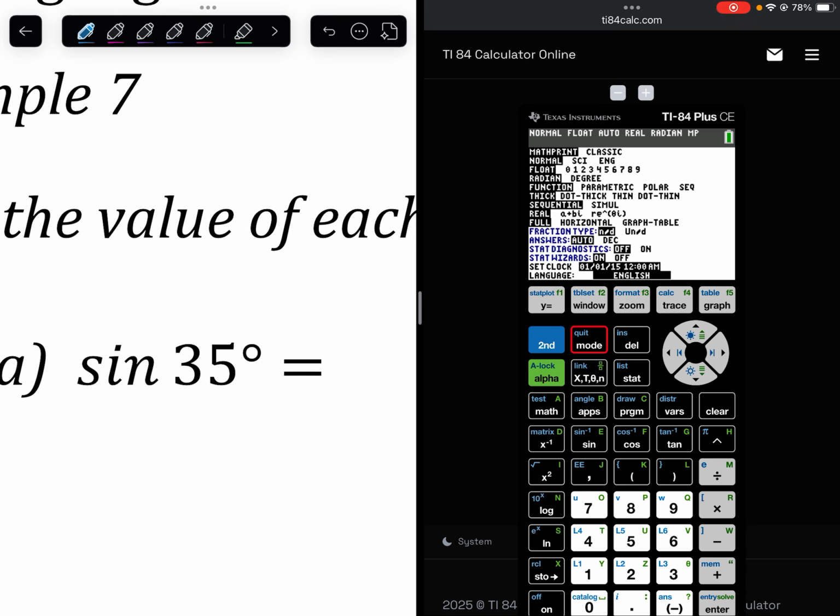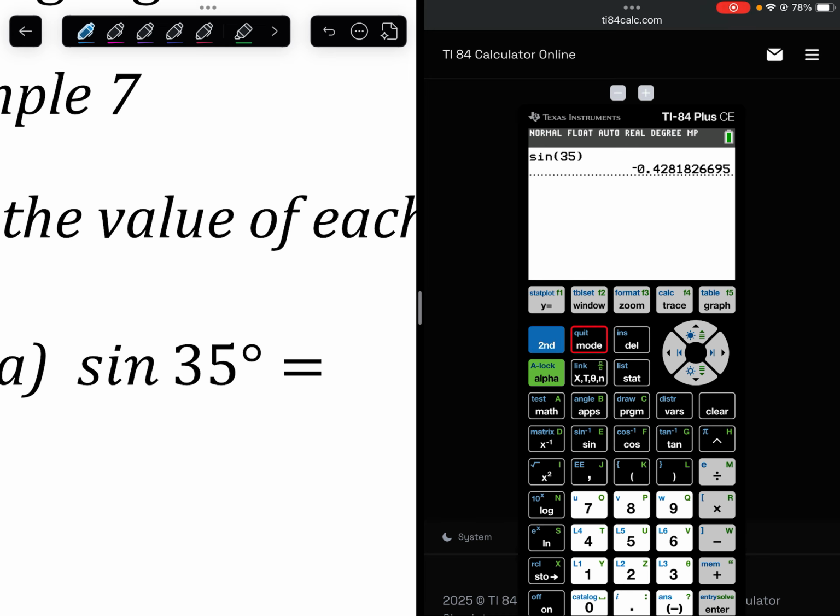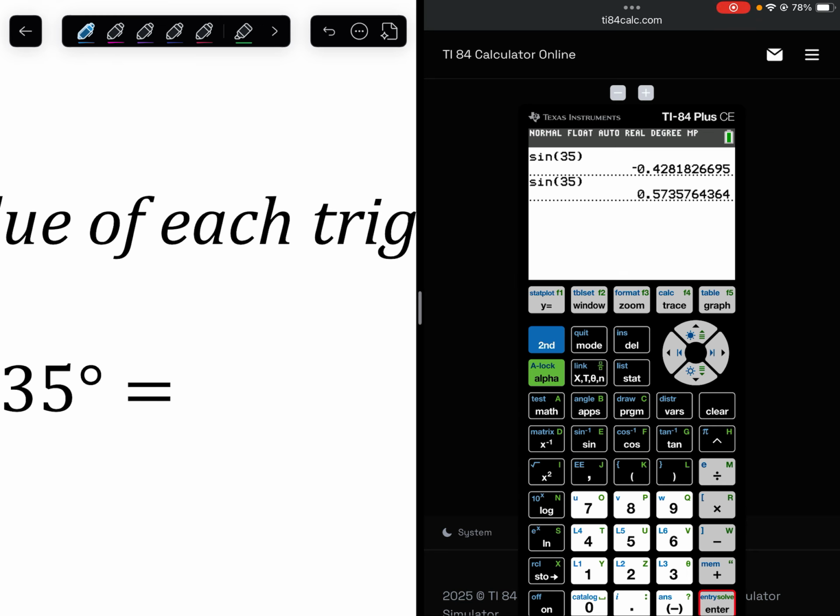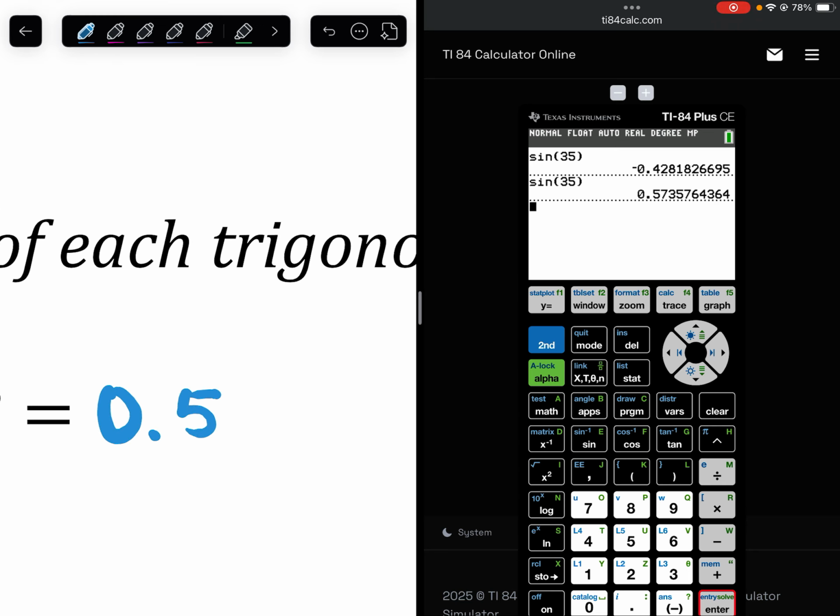So I'm going to hit my mode button. I'm going to go down to that row where it says radians over to degrees. Notice the blackout switches over to degrees. And I'm going to type that in again. I get a totally different answer. So if you are not careful with the mode of your calculator, you will get these wrong if you forget to switch back and forth. So 0.574.